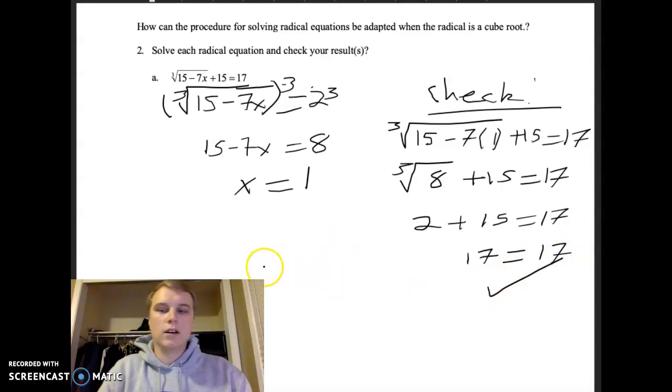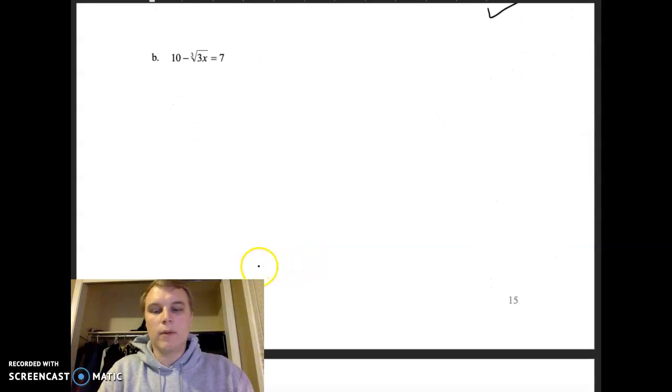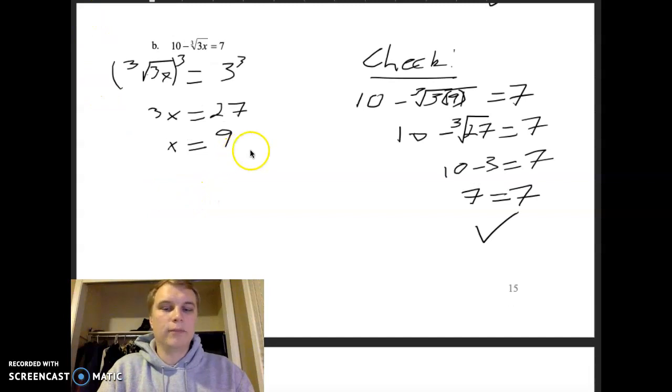All right. So we're going to move on to B. I'm going to have you pause the video and work on it yourself. Once you come back, I'll have the answers for you, okay? So go ahead and pause now. So here's our solution. We have x equals 9, and I did the check over here, so we can verify that it is a solution to this equation, okay?